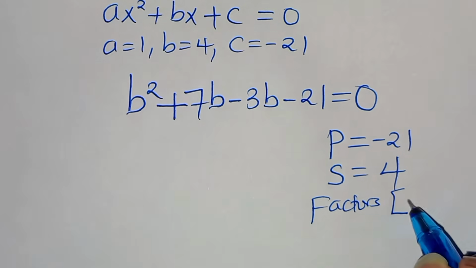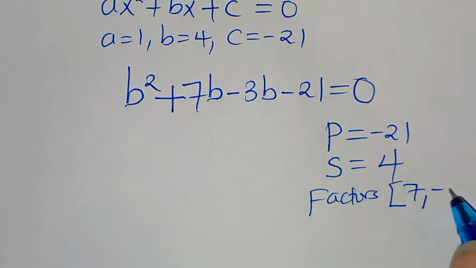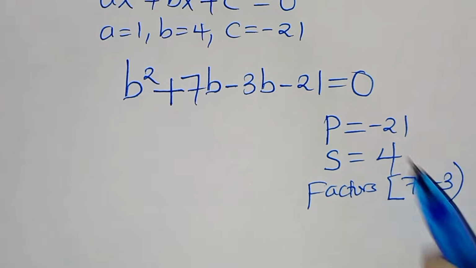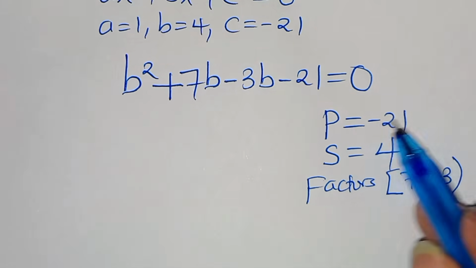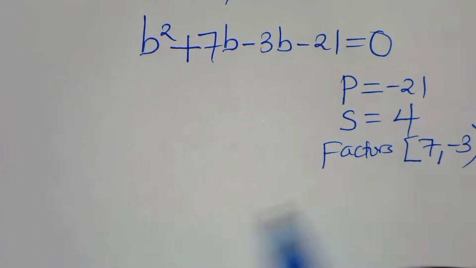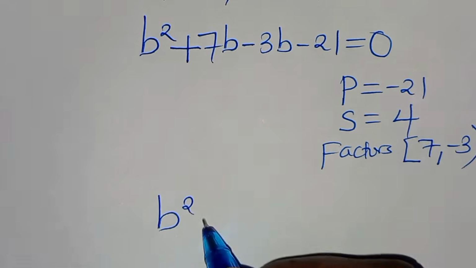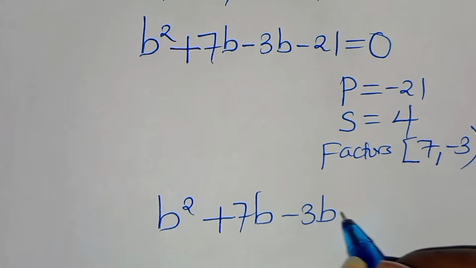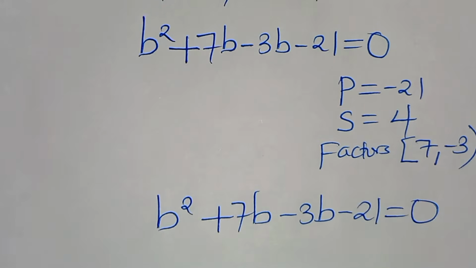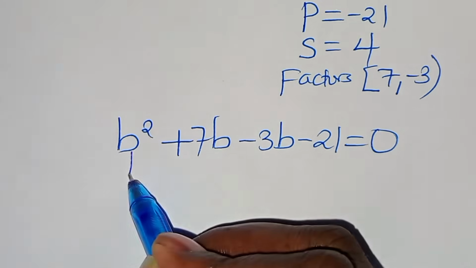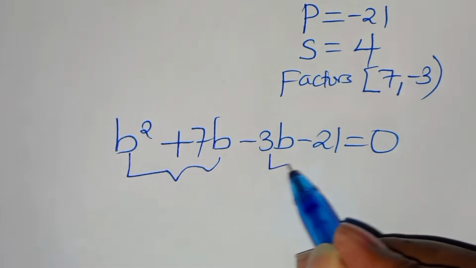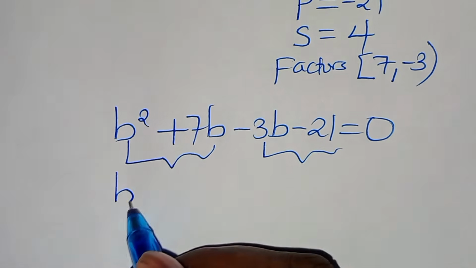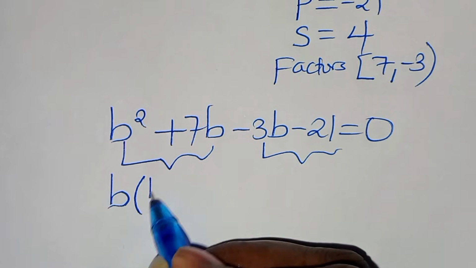So we have 7 and minus 3. So if we say 7 plus minus 3, this is 4. Then 7 times minus 3, this is minus 21. Therefore, we have b squared plus 7b subtract 3b minus 21. This is equal to 0. Now here we have two parts. This is the first part and this is the second part. From the first part, we find that b is common here. We can factor out b so that we have b plus 7.